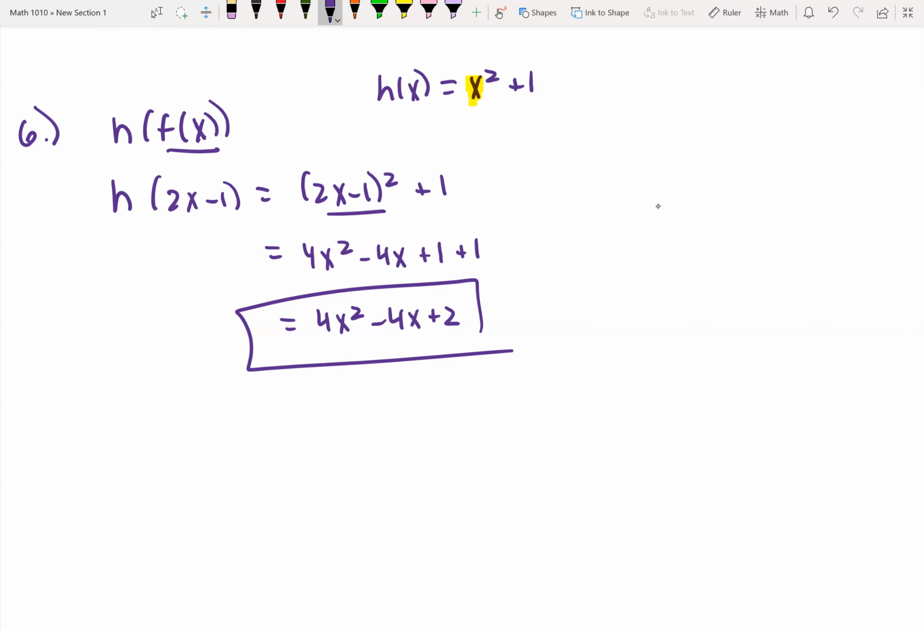You are not solving anything. Many of you have been setting that equal to 0 and solving it. There is no equal sign. You're not solving. You're just finding h of f of x. So please don't solve that.